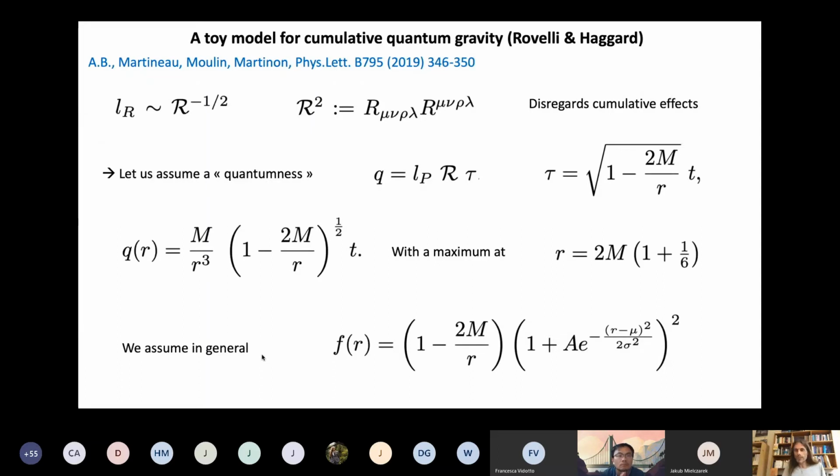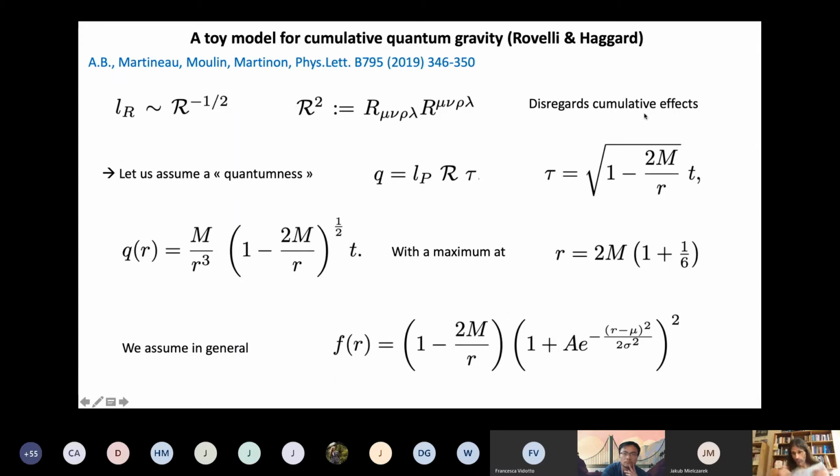So let me now focus on a model of quantum gravity, which is rather naive, but quite appealing just because it is simple, and I think it makes some sense, not relying on a specific theory of quantum gravity. So the model was pointed out by Rovelli and Haggard, and the idea is basically the following. We know that the curvature scale is basically given by R to the minus 0.5, where R is the Kretschmann invariant, just defined by this contraction over the Riemann tensor. But the problem is that if we just evaluate the quantumness of space-time by taking the ratio of the Planck scale over this curvature scale, we disregard cumulative effects.